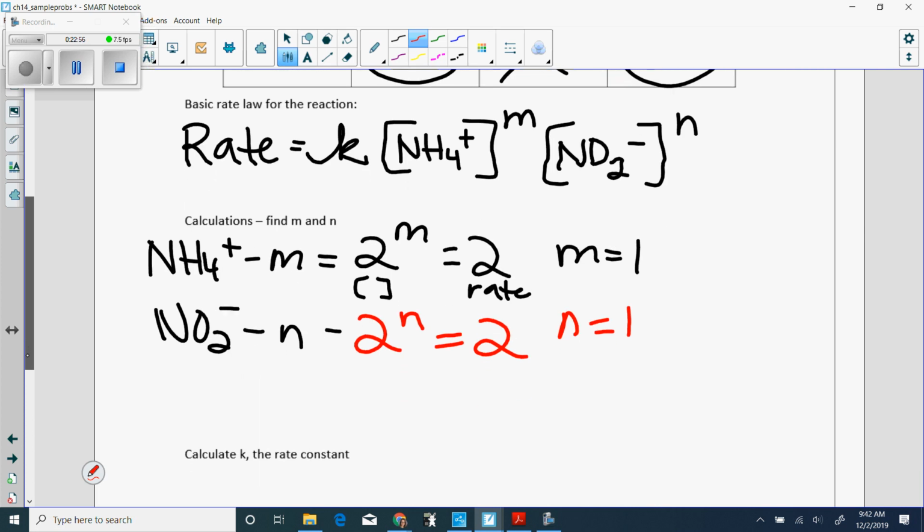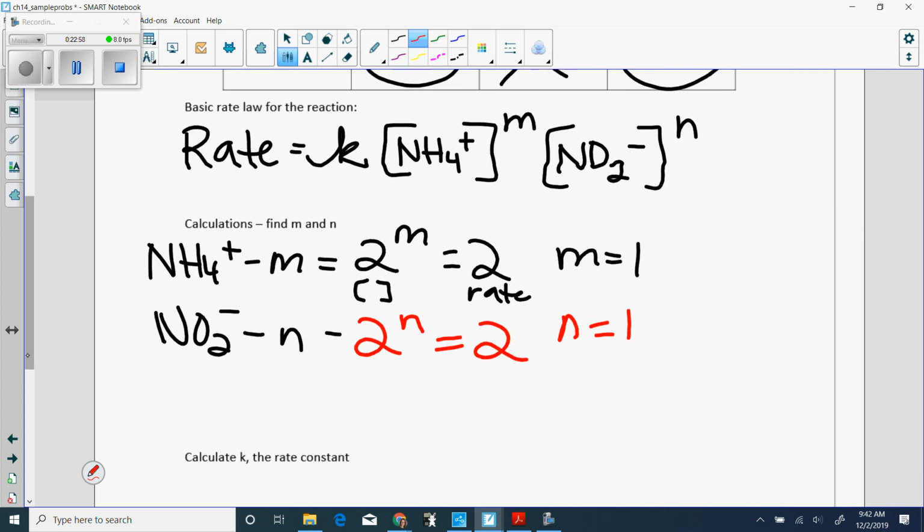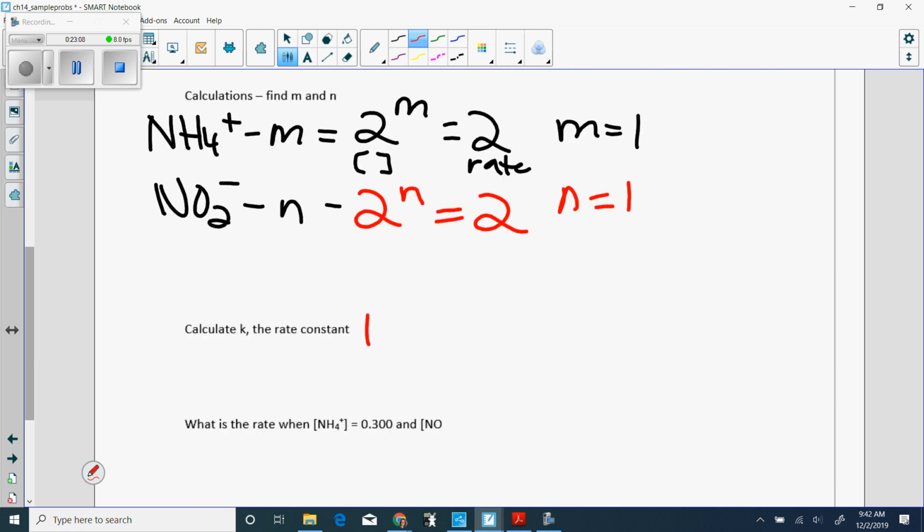Okay, so now we've solved for this. We now know that monkey is 1 and narwhal is 1. Our next step is we can solve for k. We can solve for the slope. So I'm going to plug in trial 1. Does it matter what trial to plug in? Not really, but we won't all get the exact same answer unless we plug in the exact same trial. Okay, so if you want to match my answers, then plug in trial 1.